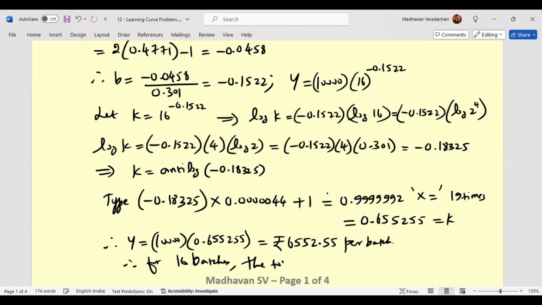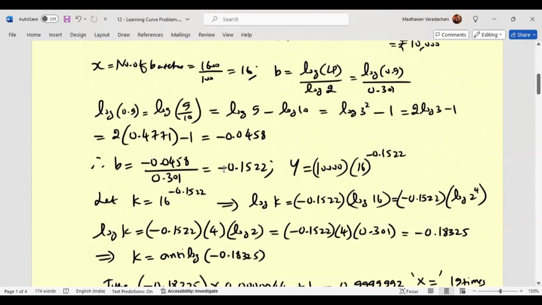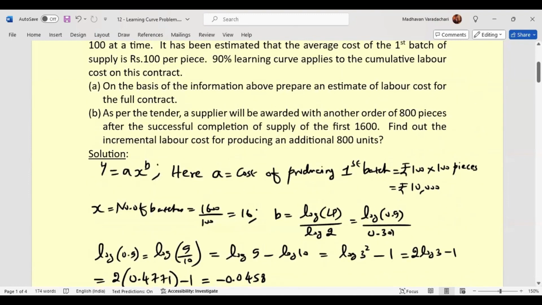the total cost will be equal to rupees 6,552.55 into 16. That will work out to rupees 104,840.80. This is the first part of the question for the full contract.